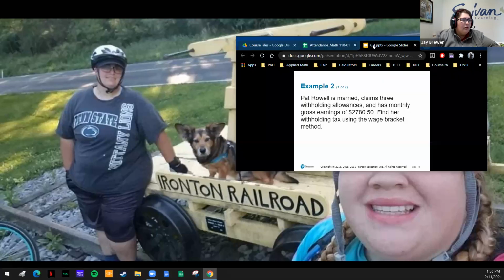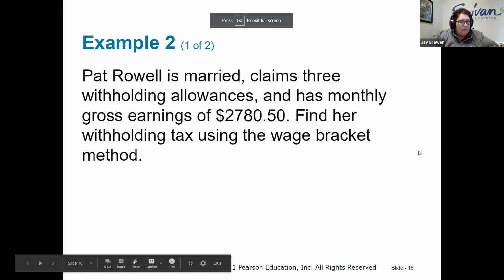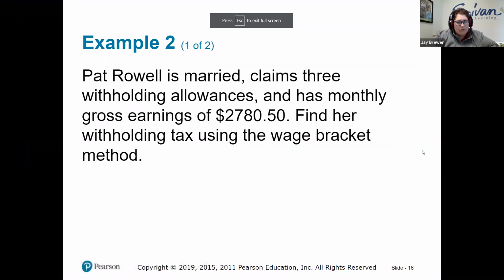All right. When you are going through your homework, you will get to use the tables. You can check these examples in the tables.